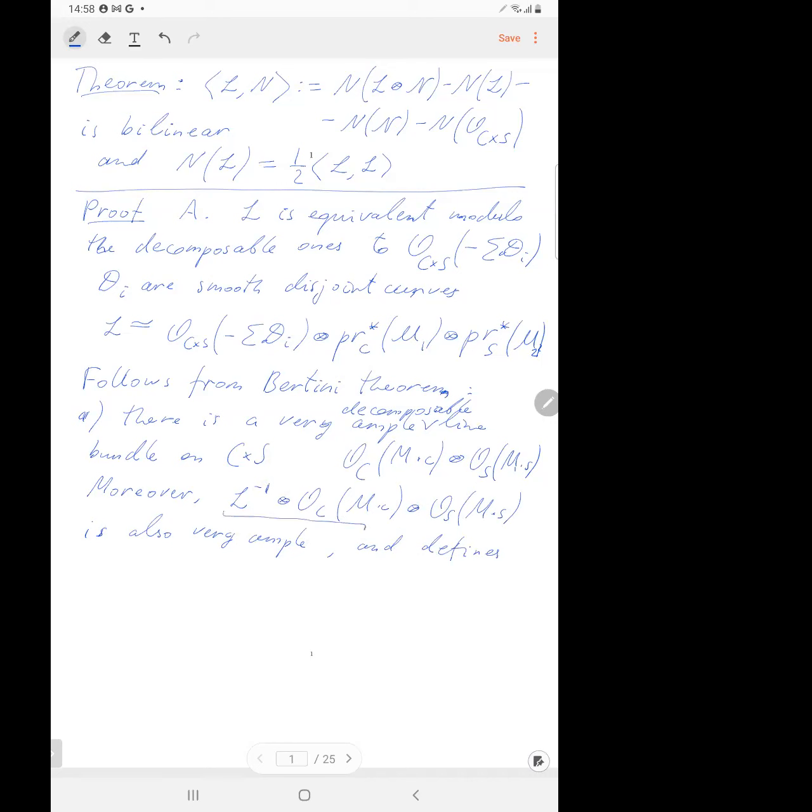Why is this bundle very ample? Well, if you have an ample line bundle, then for any other line bundle, if you twist it with a sufficiently high power of this ample line bundle, then it becomes very ample. We discussed this some time ago. Okay, so that's what happens here, and it defines a projective embedding.